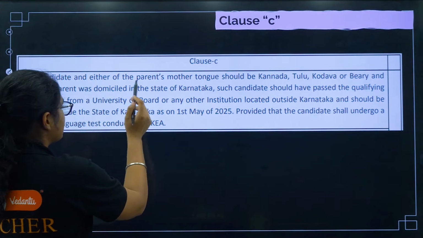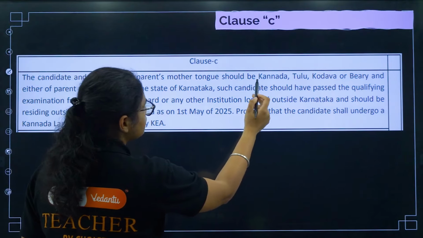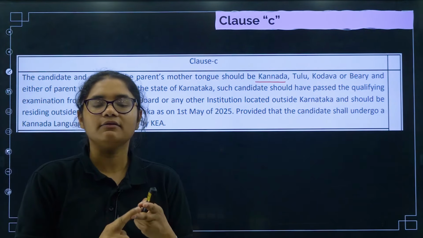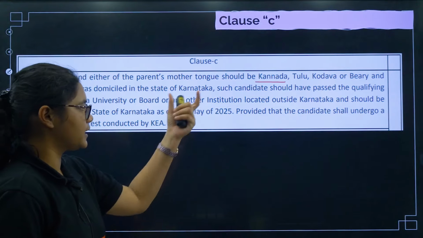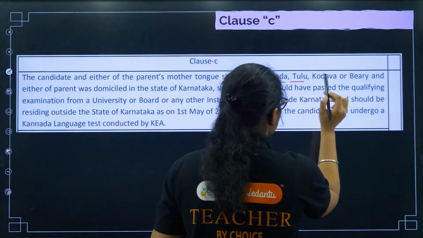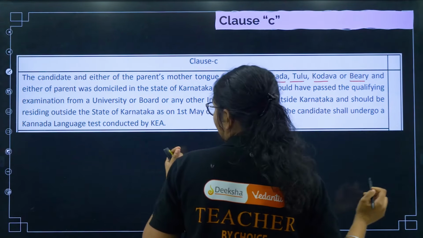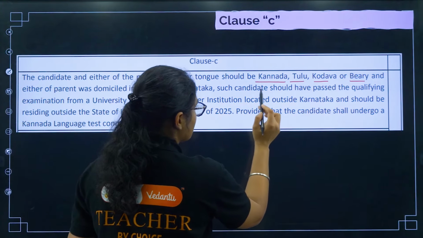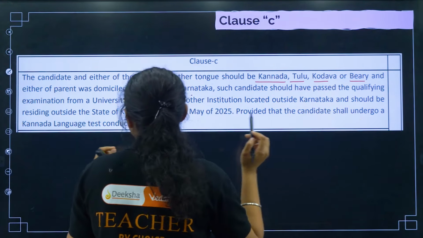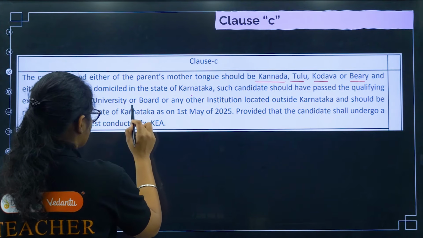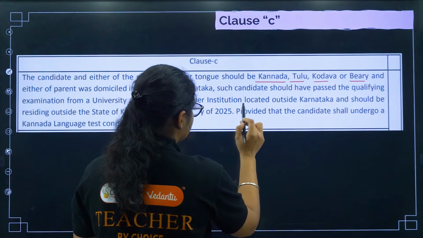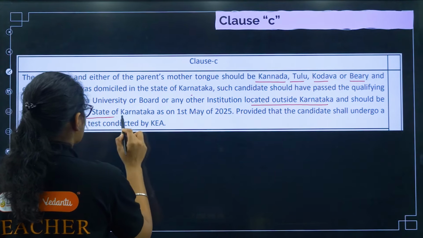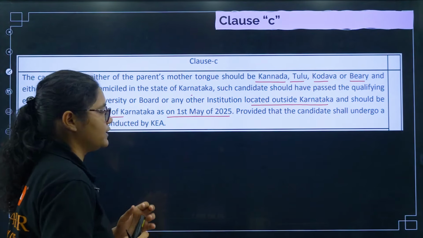Next, which students come under the clause C category? The candidate and either of the parents' mother tongue should be Kannada. Your mother tongue and any one of your parents' mother tongue should be Kannada, Tulu, Kodava or Beri. And either of the parents was domiciled in the state of Karnataka. Such a candidate should have passed the qualifying examination from a university, board or any other institution located outside Karnataka and should be residing outside Karnataka on 1st May 2025.